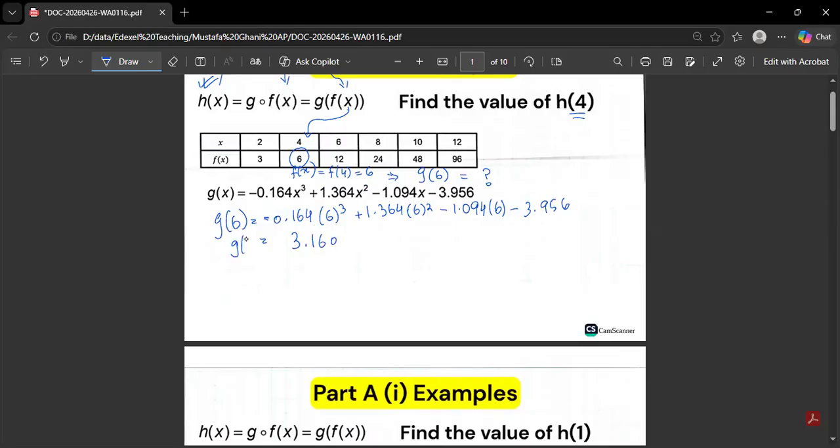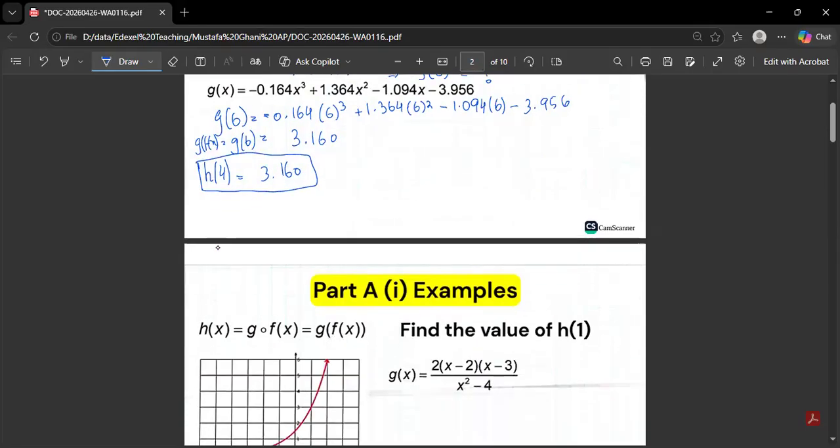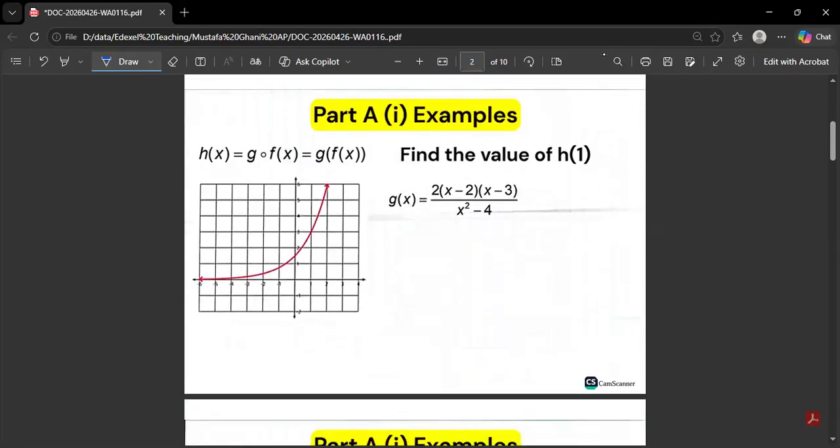And that is actually the value of g of 6, which is actually the value of g of f of x, right? Which is actually the value of g of 4. Is this clear or not? Yes, sir. Okay, now let's start with the second question.